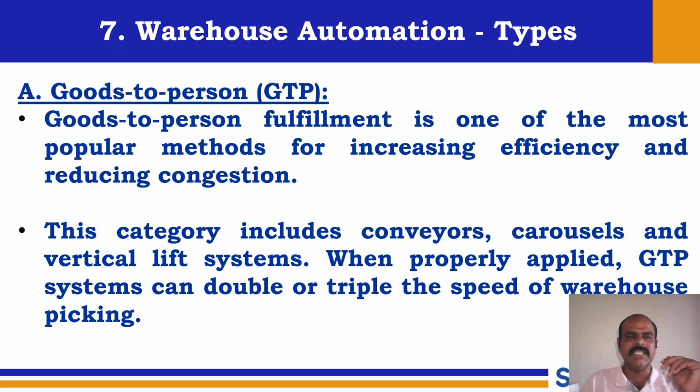Now the first, GTP. GTP is an acronym, and when it is expanded it is goods to person. Goods to person fulfillment is one of the most popular methods for increasing efficiency and reducing congestion. It's a basic fundamental thing which is going to help us increase efficiency. This category includes conveyors, carousels and vertical lift systems. When properly applied, GTP systems can double or triple the speed of warehouse picking. So now we'll understand it step by step. This compound statement we will break into small components.